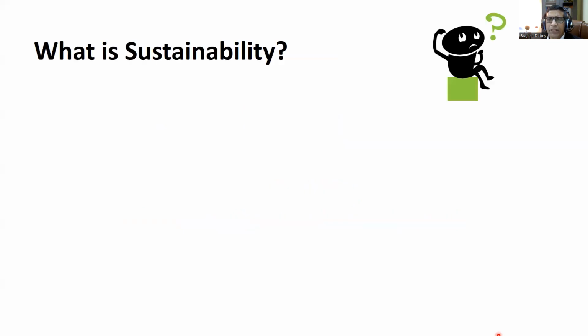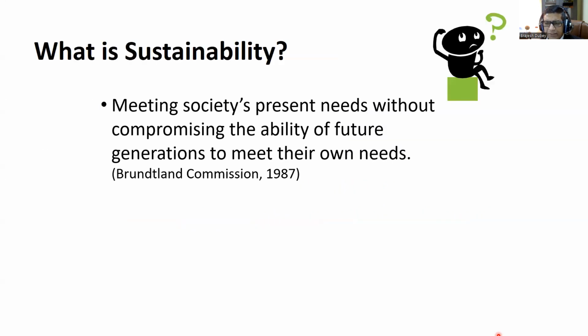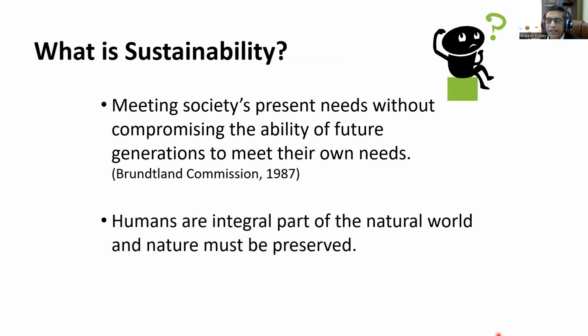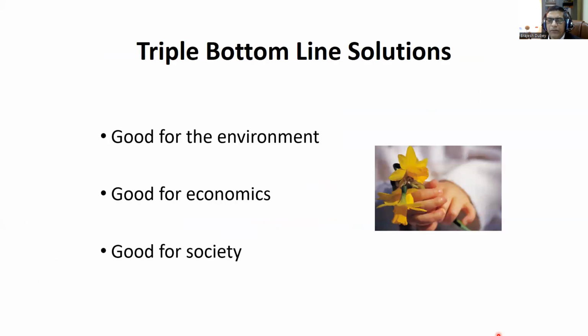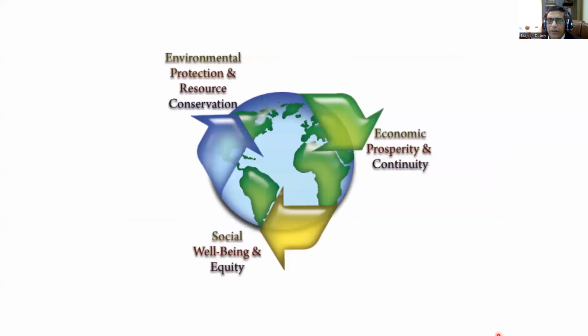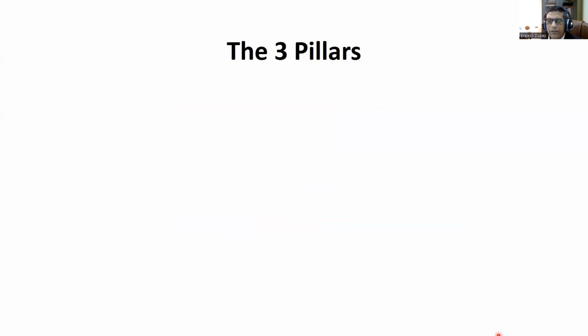But what do we mean by sustainability, for engineers? We're meeting society's present needs without compromising the ability of the future generation. Humans are an integral part of the natural world, so nature must be preserved. So we try to have this triple bottom line solution: good for environment, good for economics, good for society. And same thing, environmental protection, society well-being, economic prosperity, three pillars.